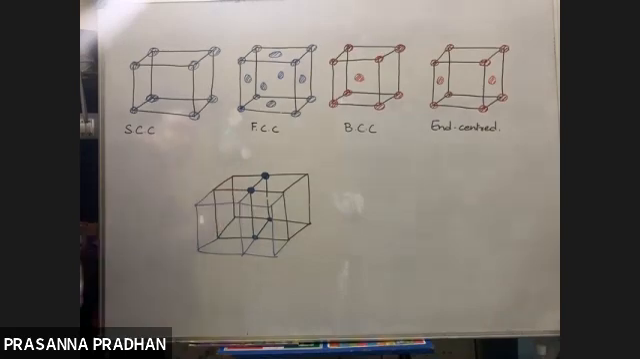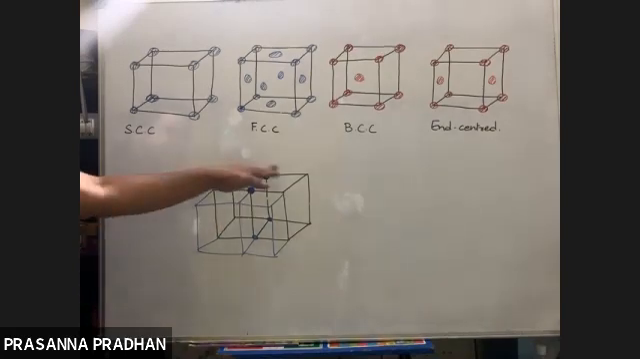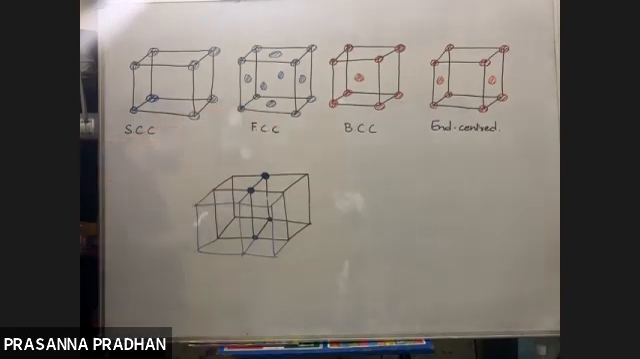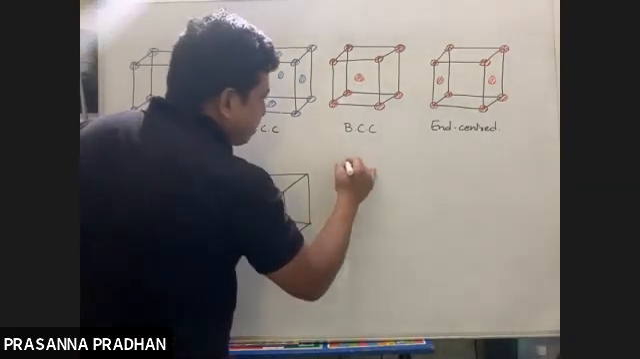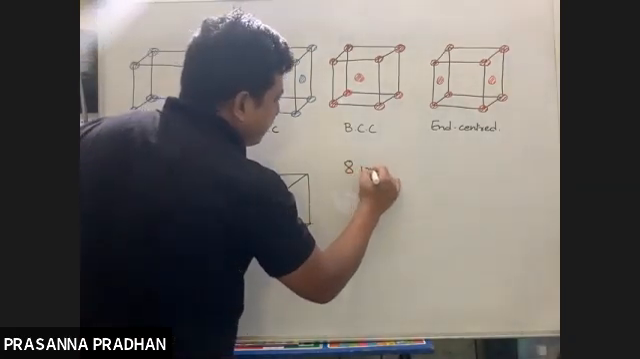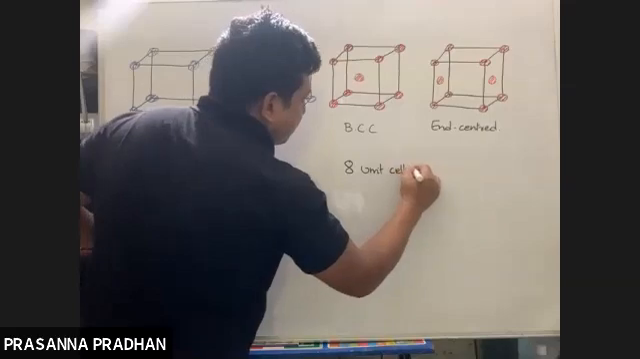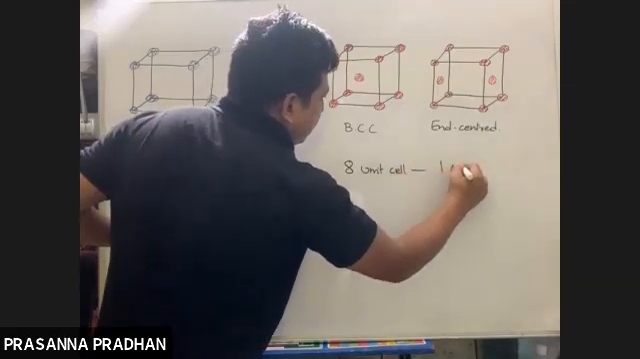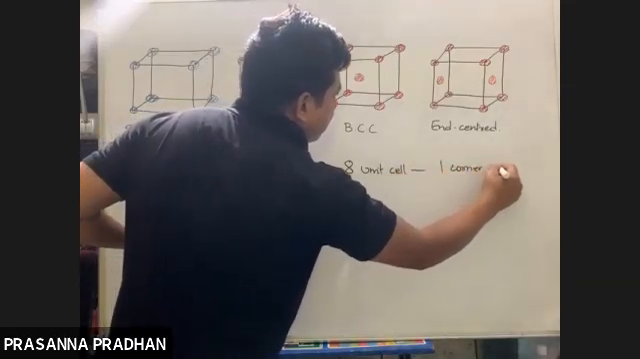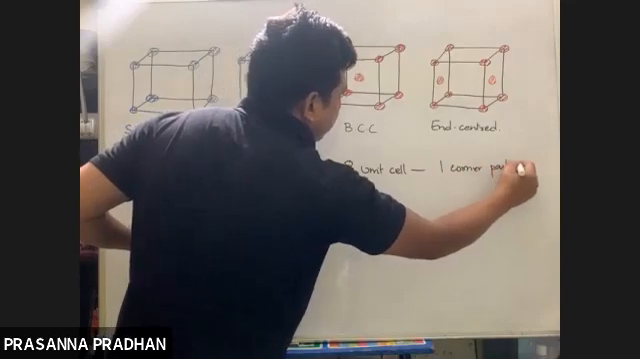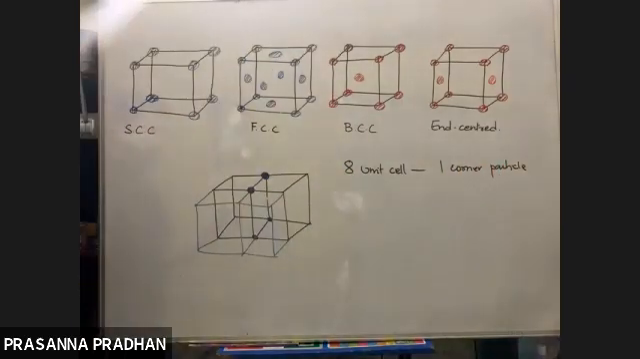A particle at the corner is shared by how many unit cells? 4 here, so sharing is happening here, and 4 above. So 4 plus 4, 8 unit cells. Yes, a particle at the corner is shared by 8 unit cells. So one corner particle is shared among 8 unit cells.